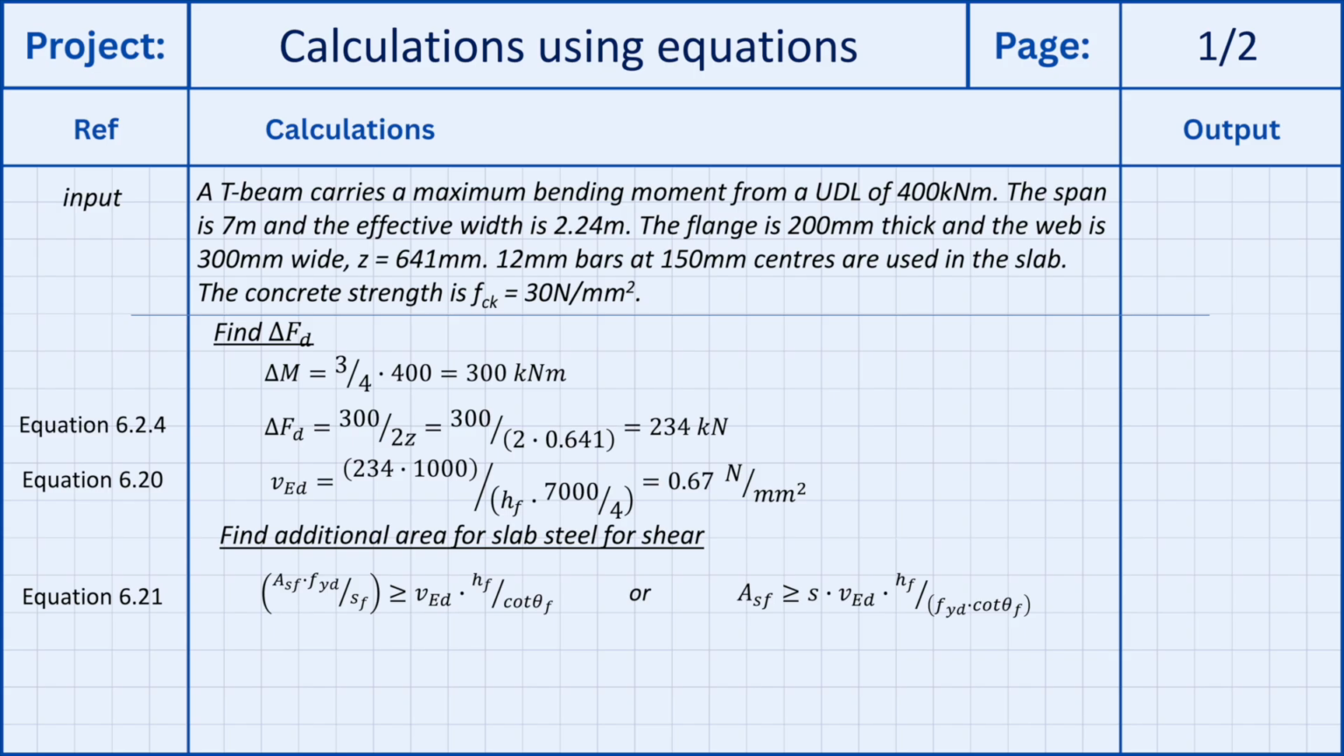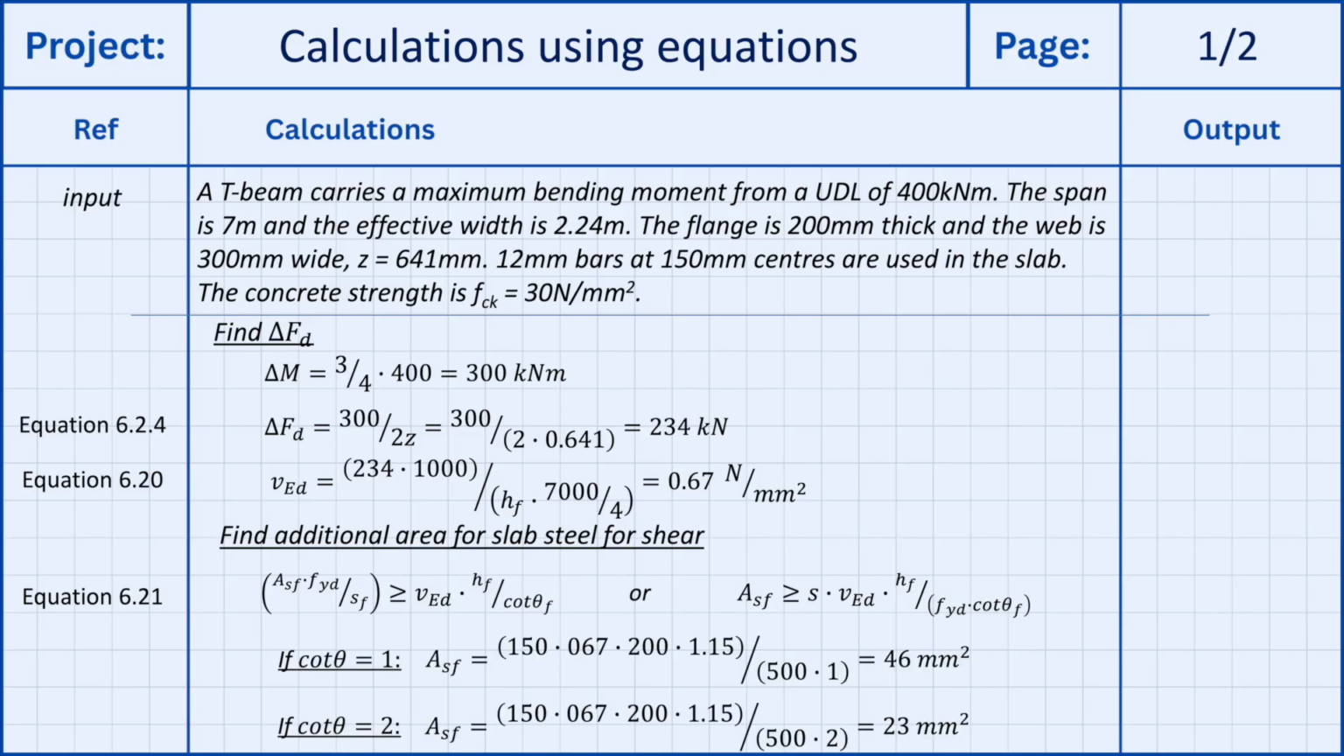Now we can design the additional area of steel required to carry longitudinal shear in the slab using the following expression. In the calculations, the bar spacing equals 150 millimeters. Since we consider sagging bending, the limits for the strut inclination angle are 45 and 26.5 degrees. For the strut inclination angle of 45 degrees, the required amount of steel equals 46 millimeters squared. And when the strut inclination angle equals 26.5 degrees, the required amount of steel is 23 millimeters squared.